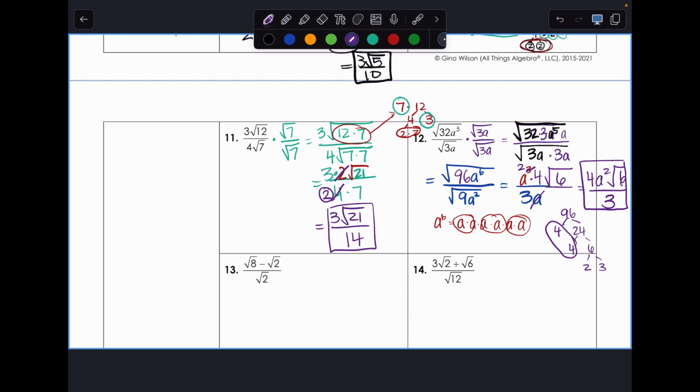Why is it a squared? Oh, because right here, let me use a highlighter. Right here and here, I can simplify a over a. Okay? Anyone else?